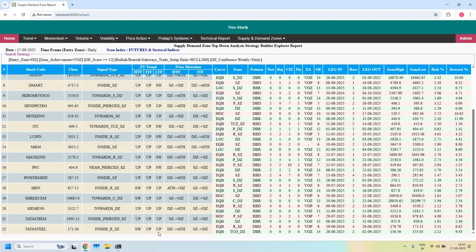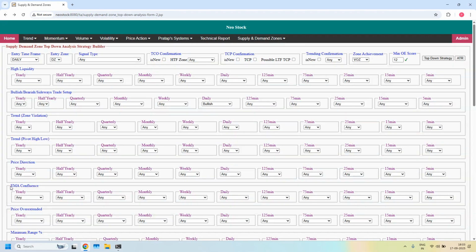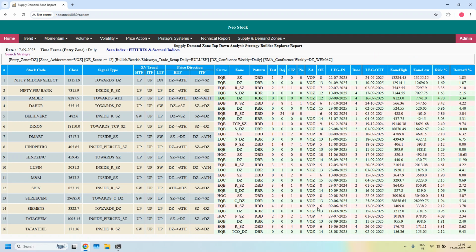ITF trend is weekly. So we can add one more filter, weekly demand zone having weekly EMA confluence, because EMA doesn't work in sideways, but here trend is uptrend. So you can apply EMA on weekly. Inside weekly, daily is there, daily demand zone. So I am checking in weekly time frame, weekly demand zone having weekly EMA or not. Inside the weekly, daily demand zone is overlapped. And this weekly demand zone should have weekly EMA confluence. And we got 16 stocks.